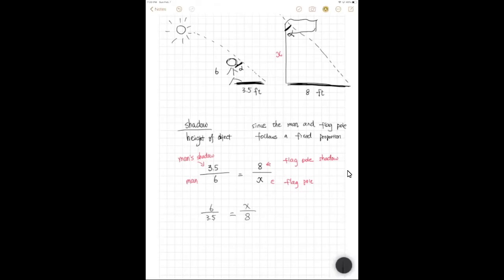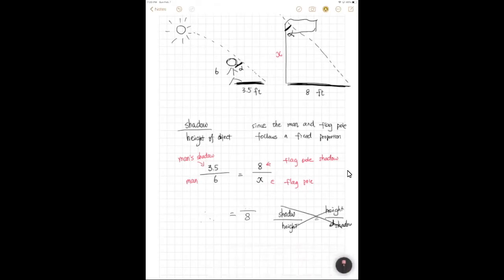You can also do this, you can flip them together, but it has to be together. You can't just use the man's shadow over the object's height equals the man's height over shadow. Then this is incorrect. Okay, whatever way that you want to take.